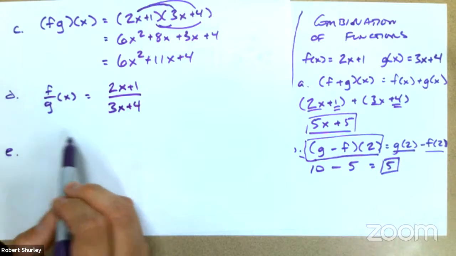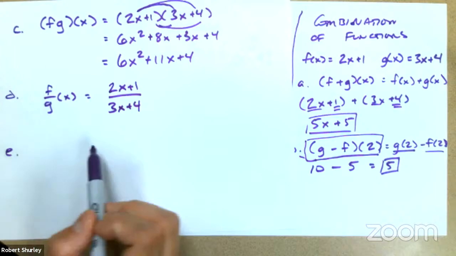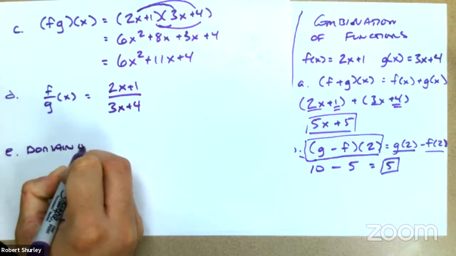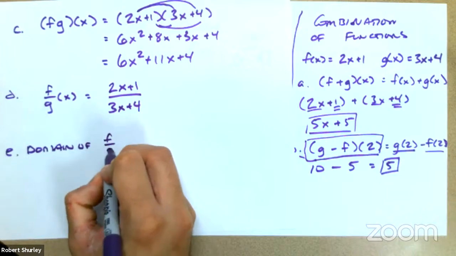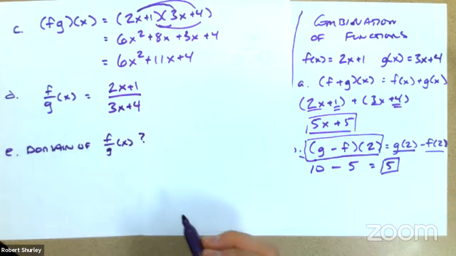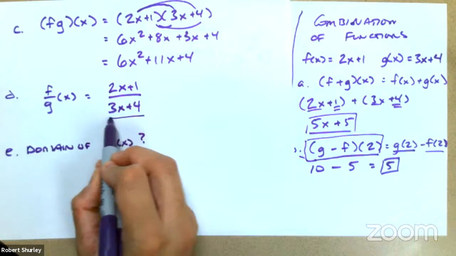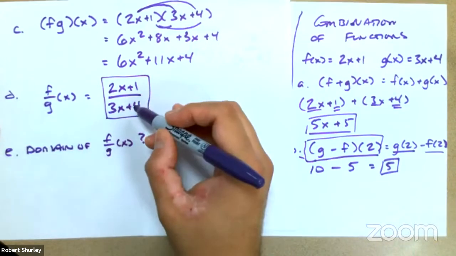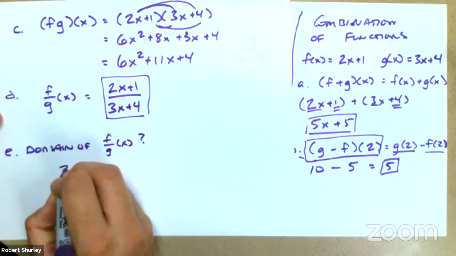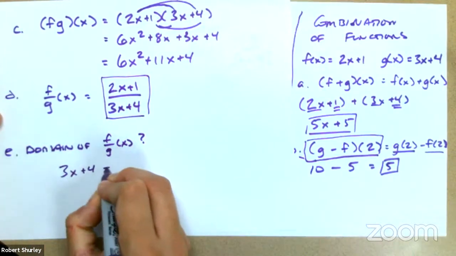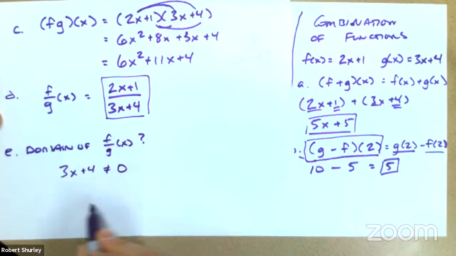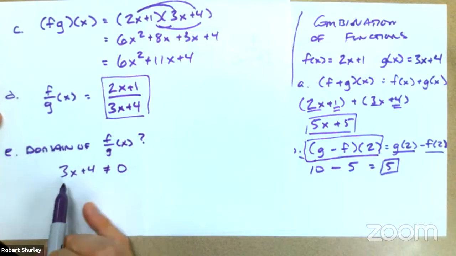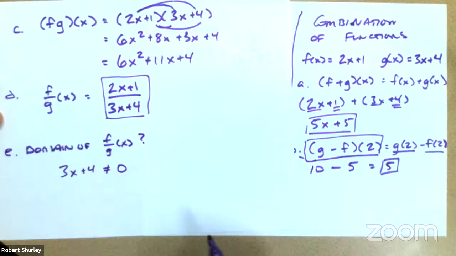So with this question though, typically comes the domain. What's the domain of f over g of x? Okay. Nope. So let's look at this one. So we've got to say 3x. Nope. You're just guessing right now. They're good guesses, but they're wrong. 3x plus 4 can't equal 0.